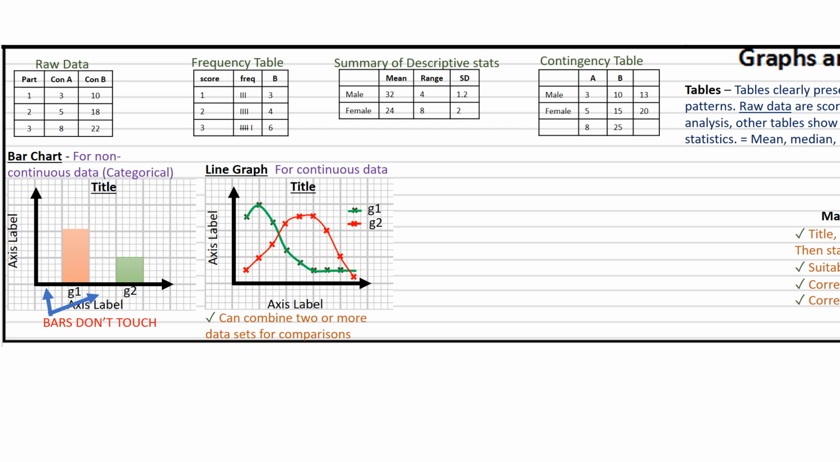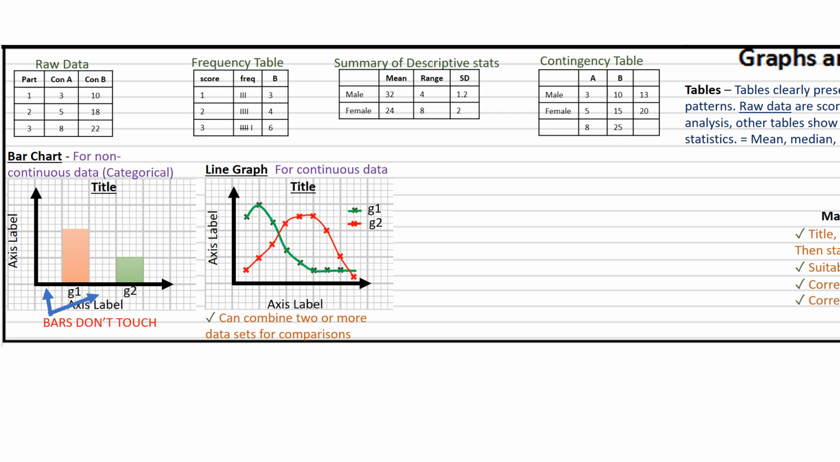A line graph is for continuous data, and what we can see here is we've got two sets of data on here that we can compare against. So we can see G1 and G2. Both axes labels are on there. It's unlikely you'd have to do a graph this complex, but I've just tried to show you what it would look like. I mean, you might be asked to read a graph like this, but you wouldn't be asked to plot one. It would take far too long.